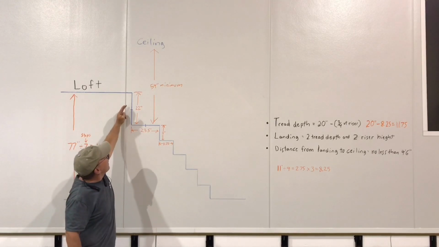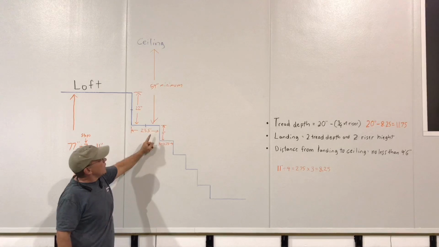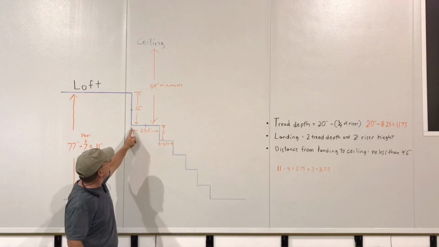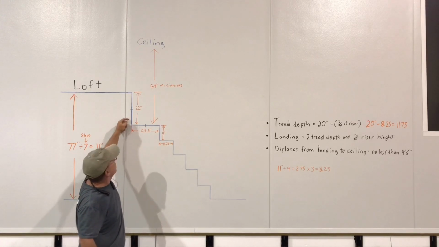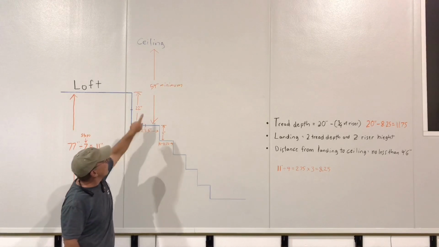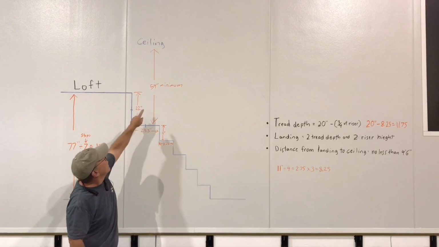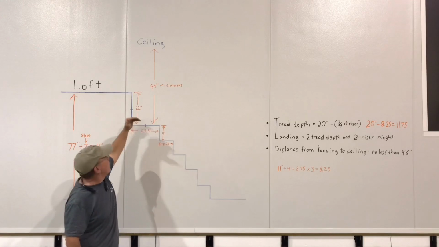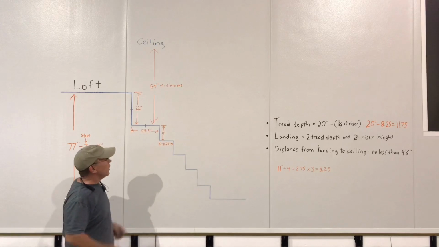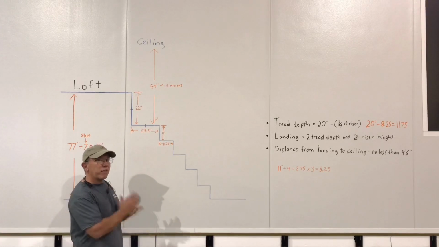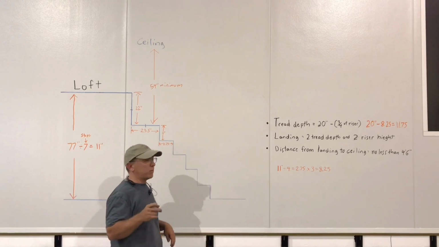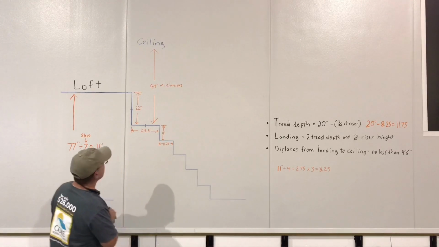Our landing here is 2 tread depths deep and 2 riser heights high. I'll get back to how I came up with those numbers, but I'm showing what all these numbers are first. The 54 inches is the minimum distance between the landing and the ceiling. So a little bit of manipulating there to make sure everything fits and still stays under the 13.6 exterior overall height maximum for DOT. So here we go, let's get into this.